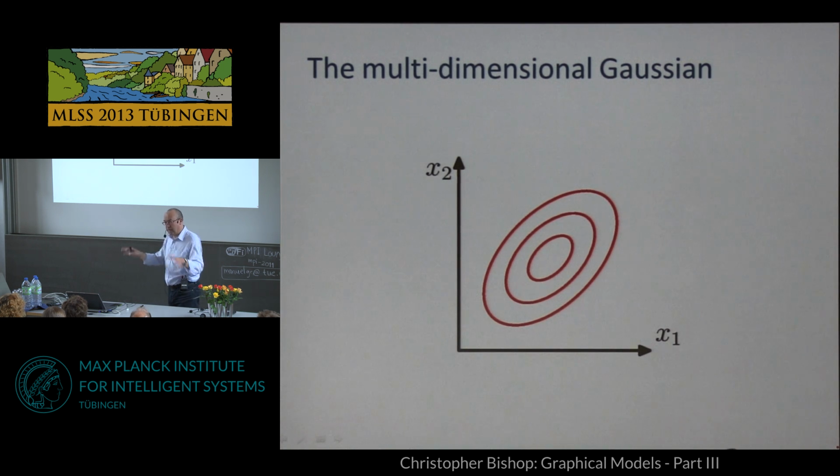So again, this is a sort of bell-shaped curve, but now its peak is in the middle here, and it's falling off in all directions, and like a hill on a hiker's map, these are the contours of constant density.